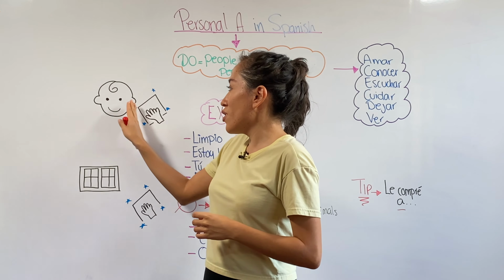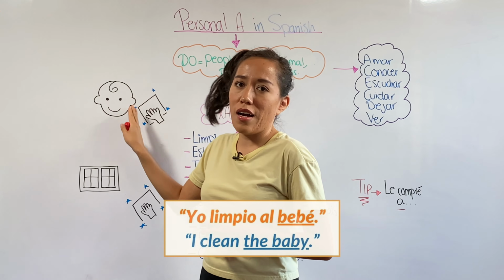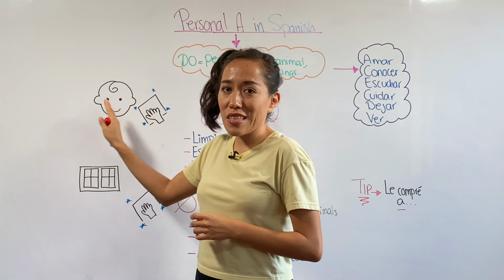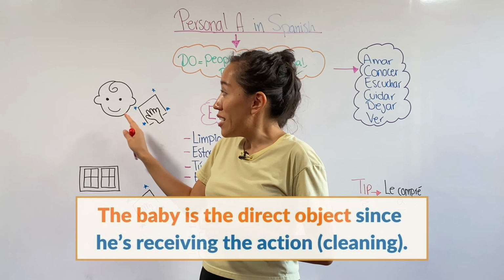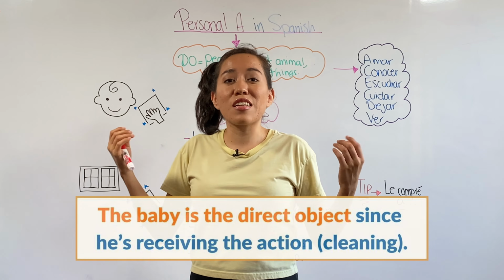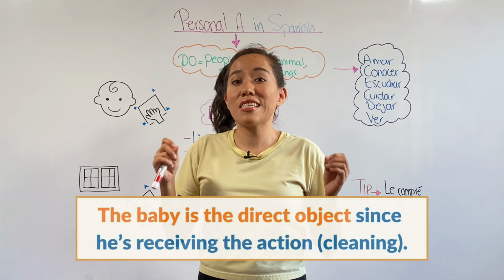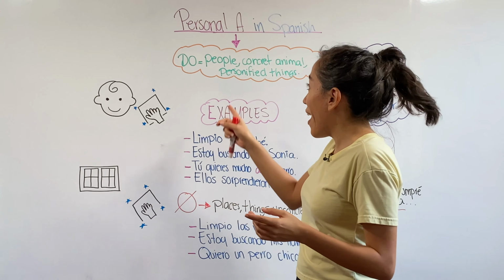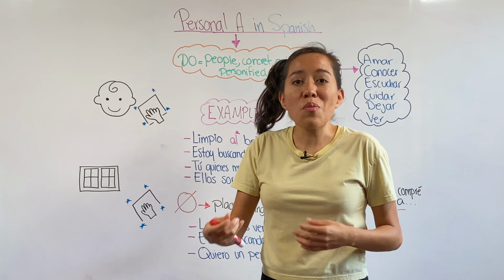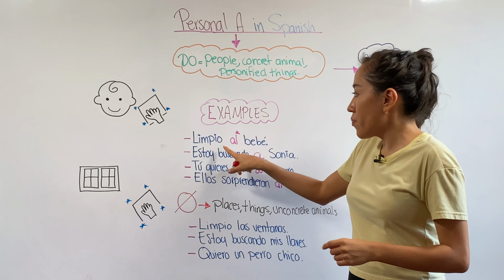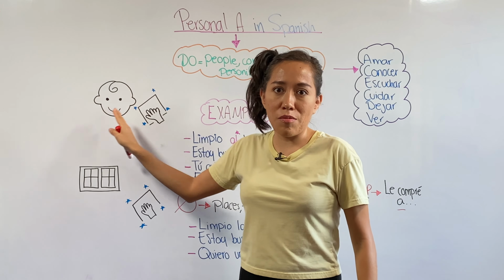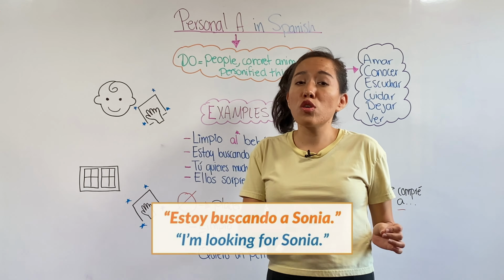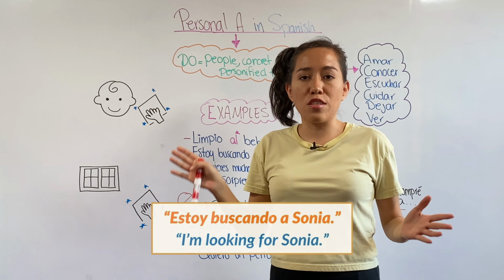For example, yo limpio al bebé. I clean the baby. The baby is receiving the cleaning. So, he is the direct object in this sentence. In Spanish, you need to use personal a to introduce people. For example, limpio al bebé. I clean the baby. Or, estoy buscando a Sonia.